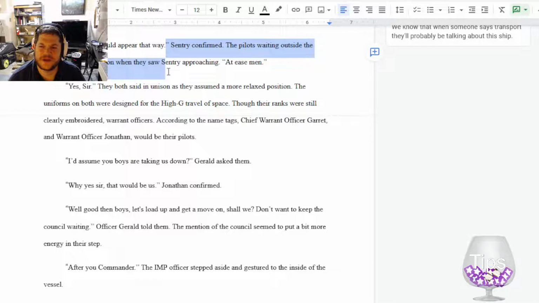Indeed, it would appear that way. The pilots are waiting outside the vessel. At ease, men. Yes, sir. They both said in unison as they assumed a more relaxed position. The uniforms on both were designed for the high G travel of space, though their ranks were still clearly embroidered, warrant officers.